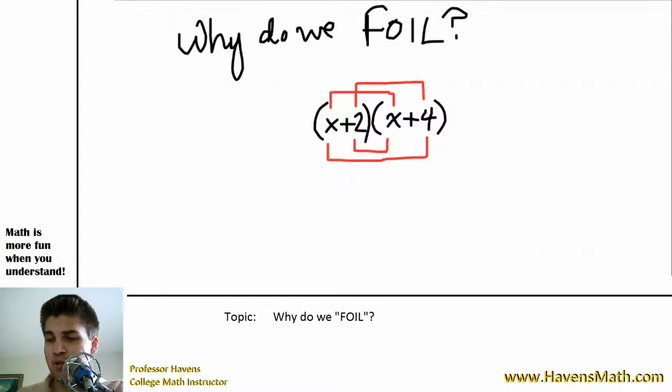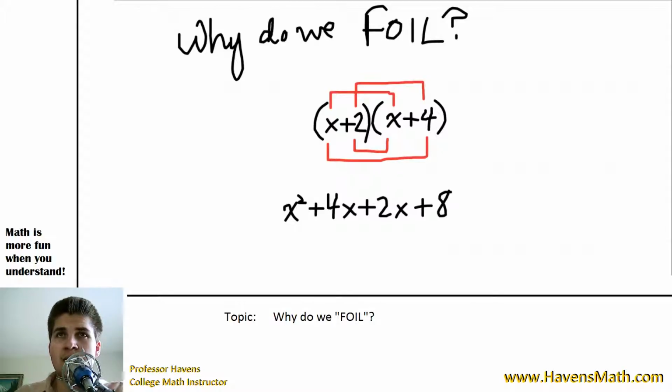So first would be x times x. X times x, remember, is not 2x, it's x squared. X plus x is 2x, so x times x is x squared. Then the outside would be x times 4, which is 4x. And remember, we're adding these things together. Then inside is 2 times x, which is 2x, and added again. And then lastly, the last terms, 2 and 4, are multiplied, 8, and added.